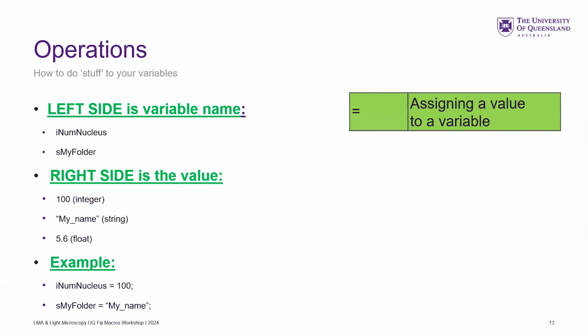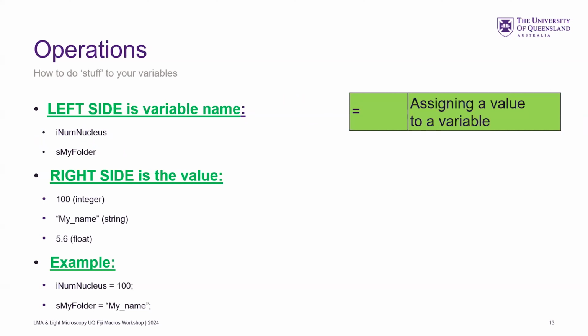So once you've determined what you're going to call the variable, you're going to need some kind of operation, which in this case is equals. So what we can do in Fiji is, on the left side, call it something. So num, I num nucleus. You've got to guess as to what that might be doing. Number of nucleus, exactly. Or, S my folder might be a string to the location of your folder of images.